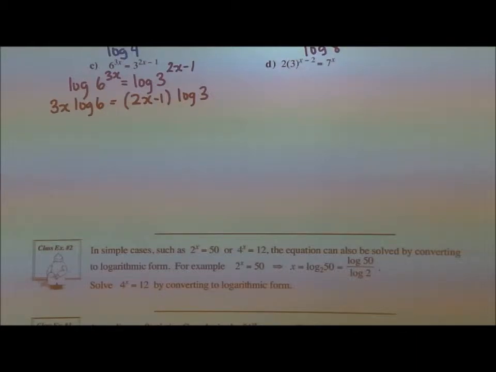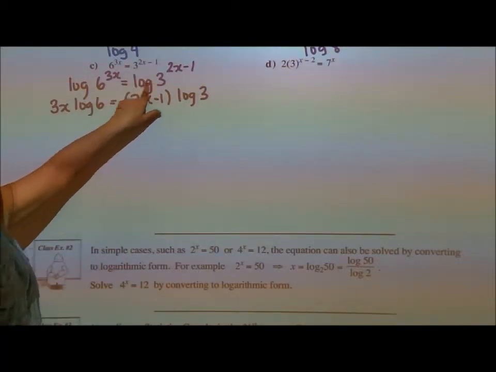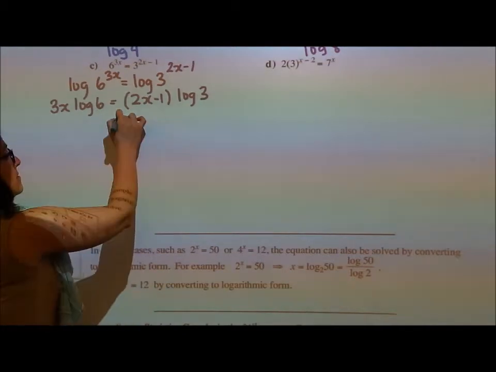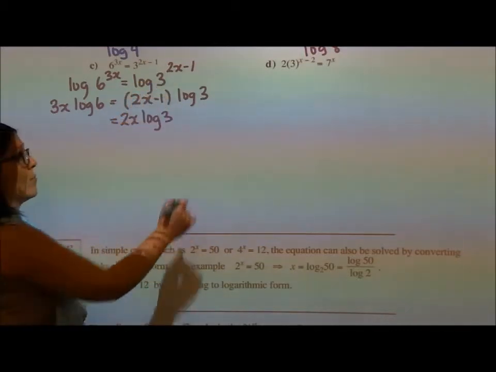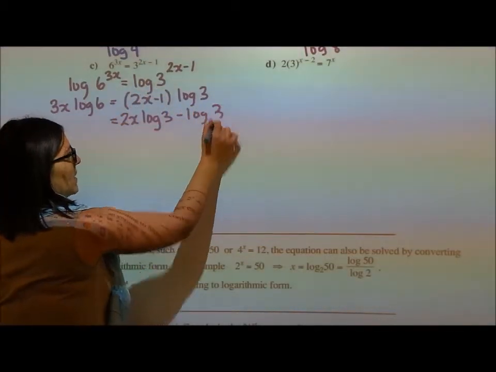So now what would I do? I have some brackets. What would I do if I have brackets? Get rid of them. How do I get rid of them? Expand it out. So take the 2x and multiply it by log 3: 2x log 3. Take the negative 1 and multiply it by the log 3, and I get negative log 3.